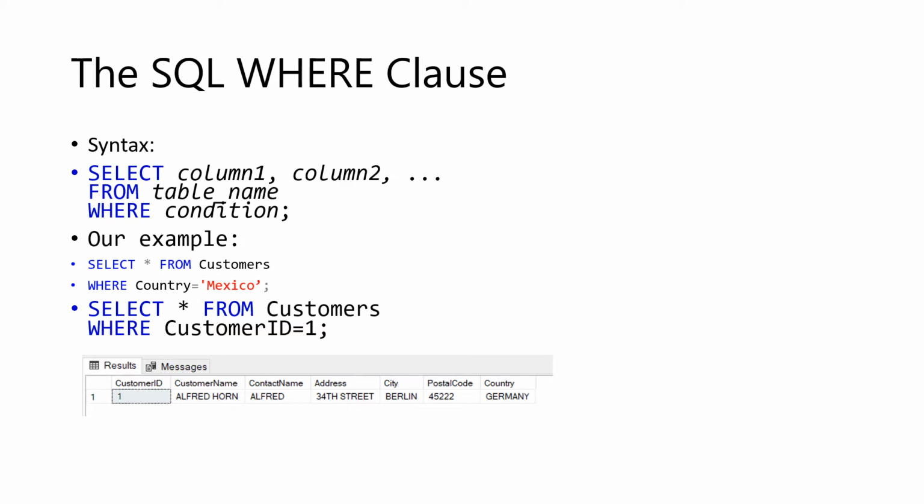Now we are going to use the WHERE clause in the SQL statement. The SQL WHERE command is used when we want to filter the records on the basis of some conditions. For example, we write SELECT star FROM customers WHERE customer ID is equal to 1. This is the condition. The WHERE clause is always used with some condition, and here we got some results for this query.